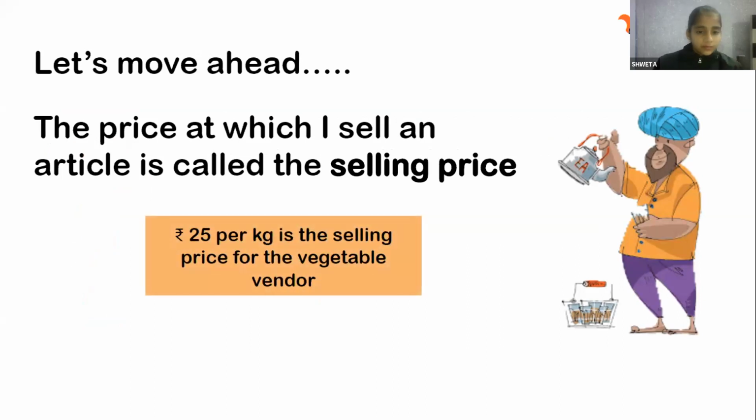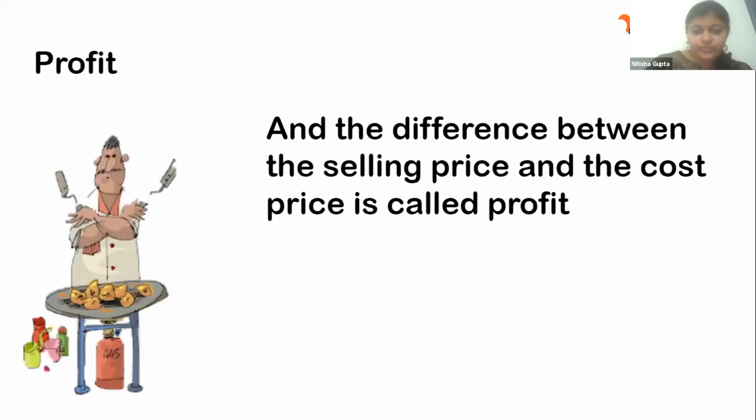Okay, now who's reading this? Inshira is reading it? Yeah, ma'am, 1 minute. Okay. The price at which I sell an article is called the selling price. 25 rupees per kg is the selling price for the vegetable vendor. And the difference. Yes, Inshira? Okay, Shweta is reading. Yes, ma'am.